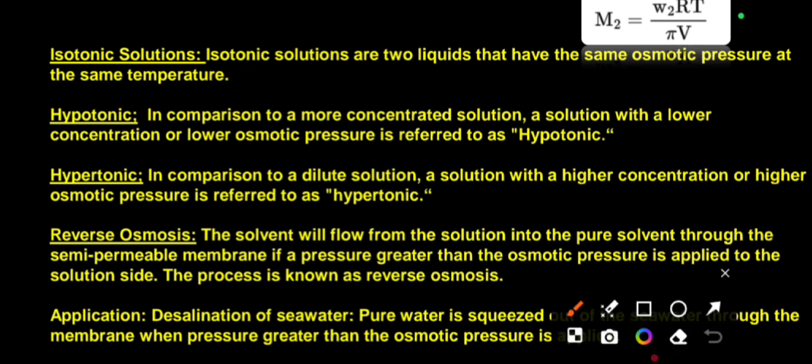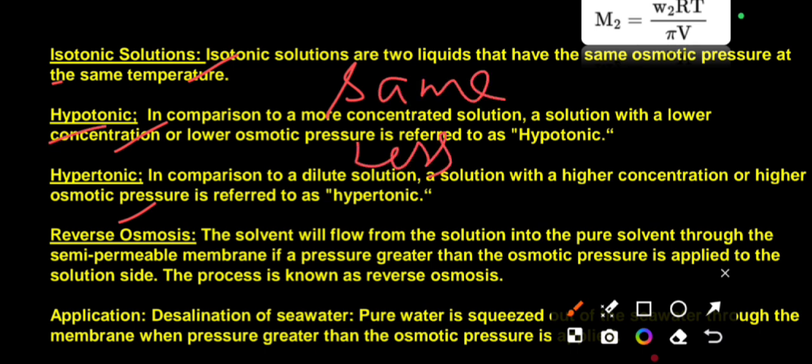So now there are three types of solution: isotonic solution, hypotonic and hypertonic solution. What is the meaning of isotonic? Here the word given is iso. Iso means same. Hypo means less. Hyper means more. Okay, it is very important in the board exam that this iso, hypo, hyper comes. What type of movement takes place here and from where to where?